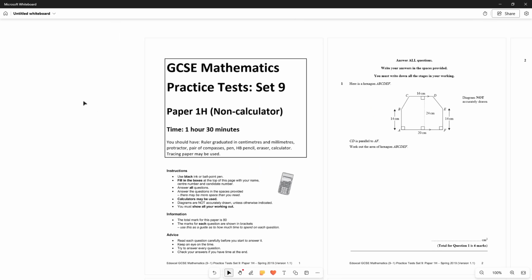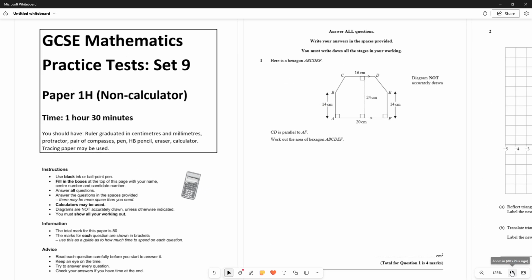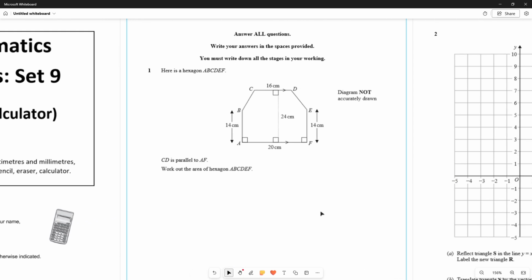Hello everyone, today we're doing GCSE Maths Practice Test Set 9, Paper 1H. So let's get straight into it. This is a non-calculator paper, so you don't need a calculator. Let's go to the first question.